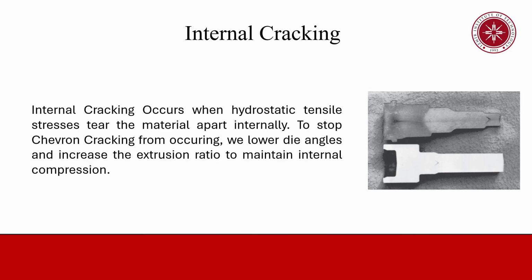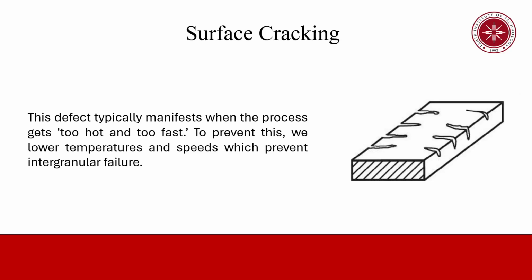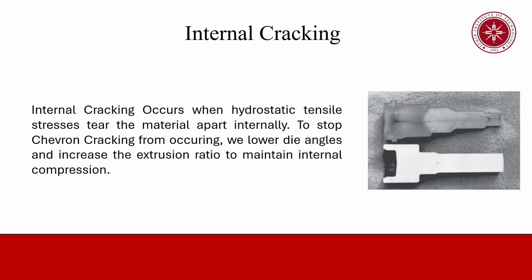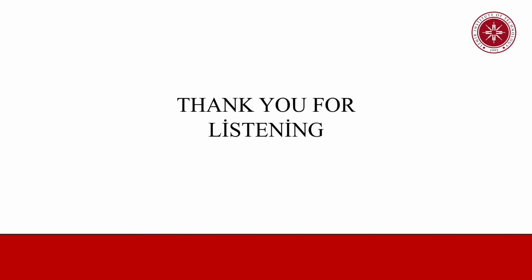In conclusion, we mentioned that to stop surface cracking, we lower temperatures and speeds to prevent intergranular failure. Also, lowering the friction helps too. To stop pipe, we clean billet surfaces and manage uniform flow to keep oxides out of the center. And to stop chevron cracking, we lower die angles and increase the extrusion ratio to maintain internal compression. Thank you for listening. As a last note, I want to add, by understanding these detailed interactions, we can design better dies and processes.